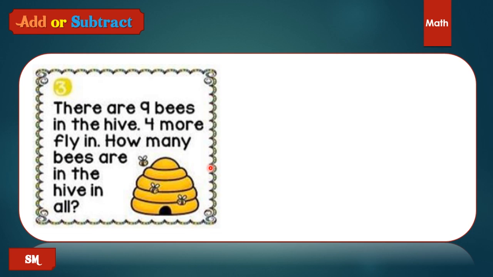Okay, let's read our story again. There are 9 bees. Okay, write 9. 4 more fly in. So I have 4. And this time he said more. And he asked here how many bees are in the hive in all. In all. When I say in all, it's like more. He wants all of them. In all means that he wants all of the bees.